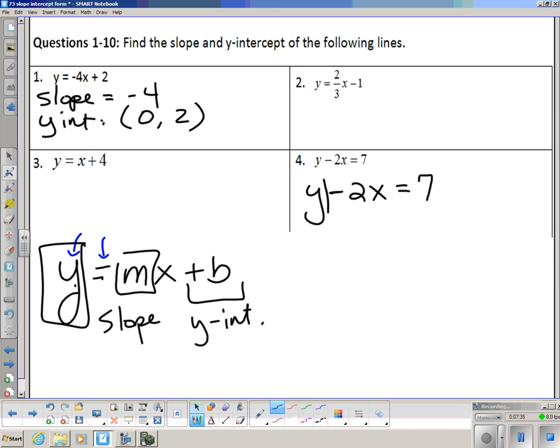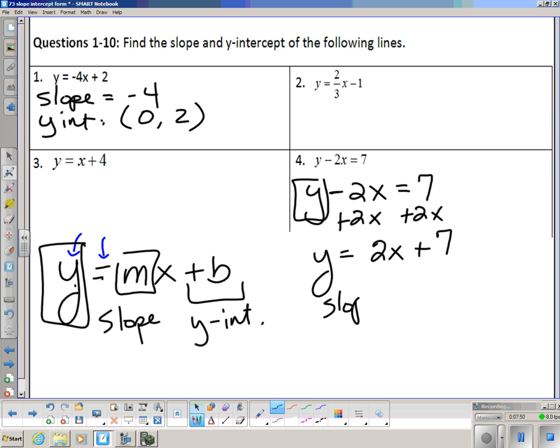I need to get the y by itself, so what I need to do is add 2x to both sides to make that happen. So now I get y equals a positive 2x plus 7. And now that I have that, I can clearly see the slope is 2, and the y-intercept is the point 0, comma 7. All right, moving on.